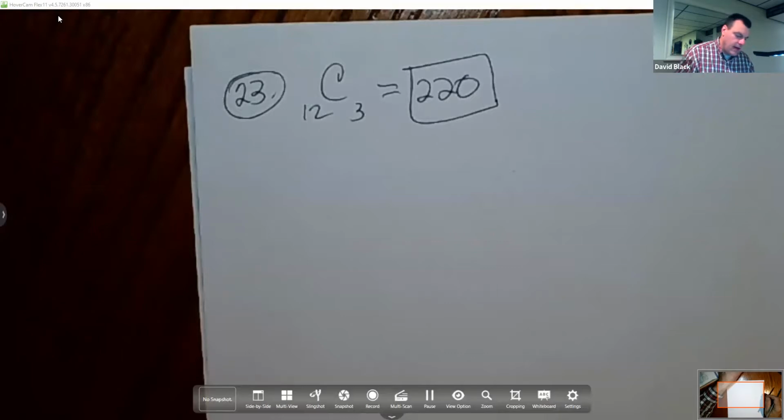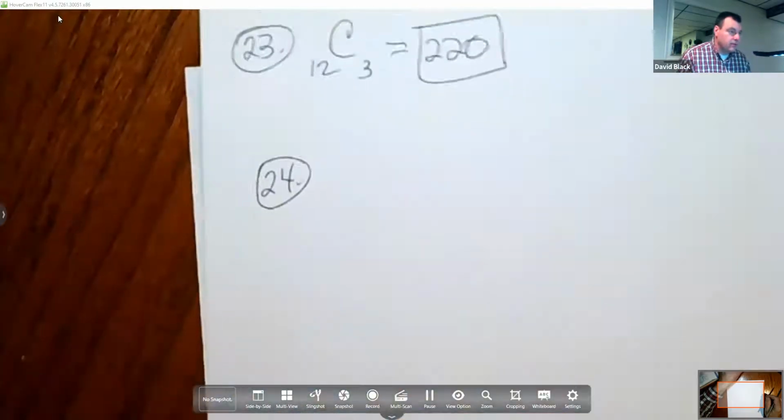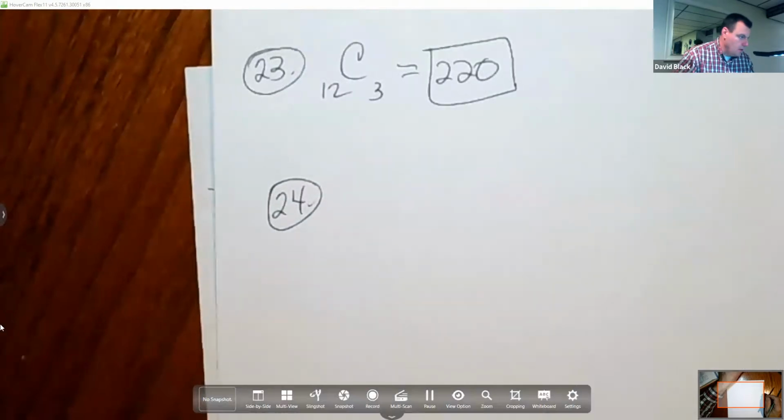The next problem I have to look at is number 24. Let's see who shows up on my screen now. I've got Heidi, Grayson, Tommy, Rebecca, Lauren, and Jaden. So we'll get you guys involved here in a moment.